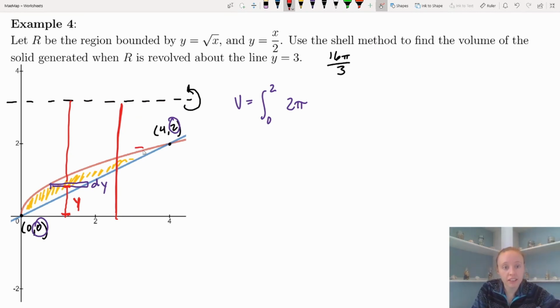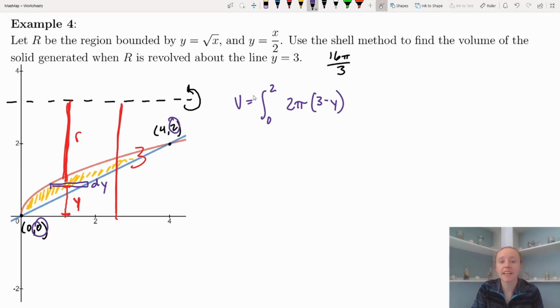So if that distance is 3, and I know that this distance is y, I'm going to be able to solve for r, because that's what I want to know. And r is that total distance of 3 minus the distance of y. So our radius in this case is 3 minus y. So 2 pi times 3 minus y gives us that shell circumference.